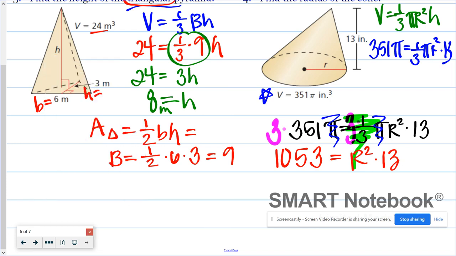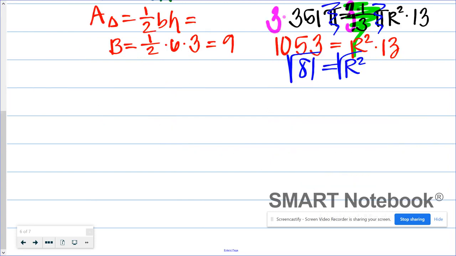Okay, so if I take 1053 and divide by 13, I believe I get 81. So 81 is equal to r squared. We take the square root of both sides. We get that 9 is equal to r. So that's our radius. And the units are in inches.